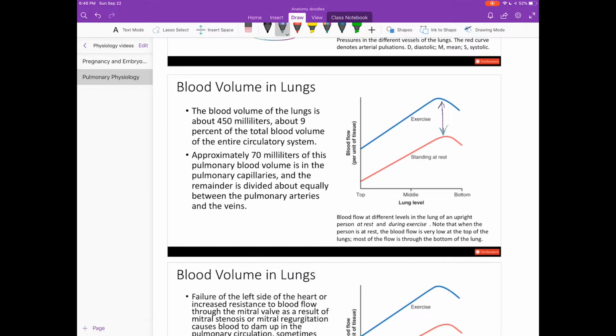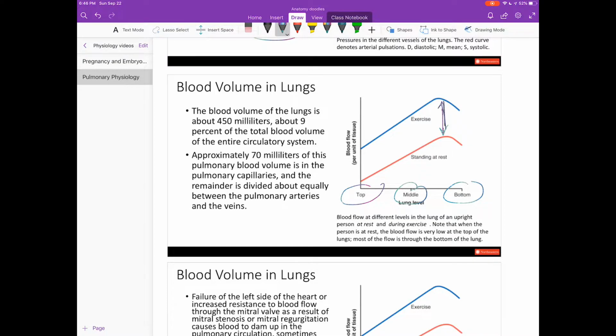Okay, now let's talk about the blood volume in the lungs. If you pay attention to the red line, this curve is showing the amount of blood, relatively speaking, between the top, middle, and bottom lung fields. As you can see, the bottom lung field has the most amount of blood in it at any one time, typically when a person is either standing or sitting in orthostatic position.